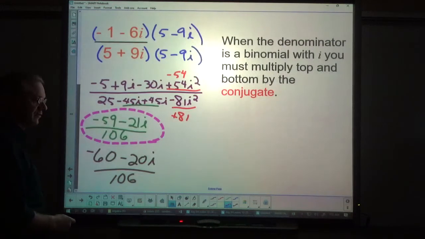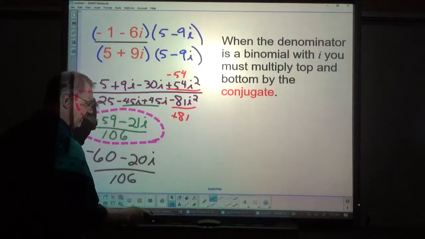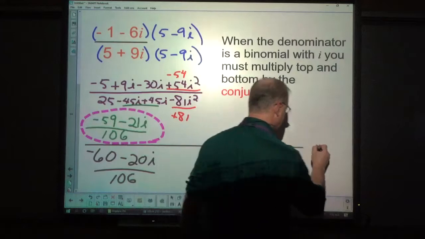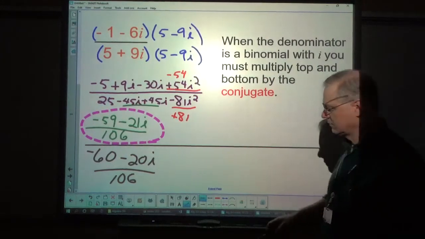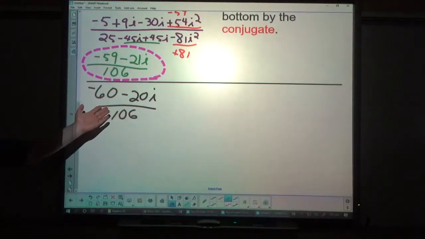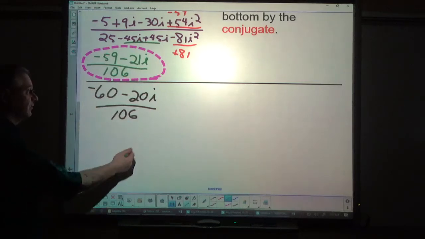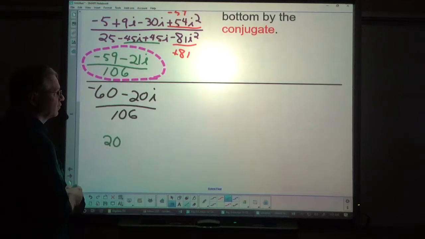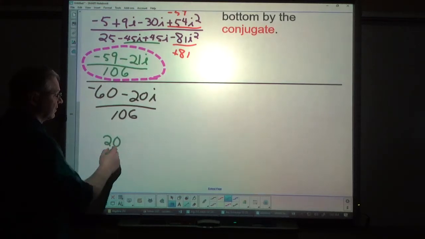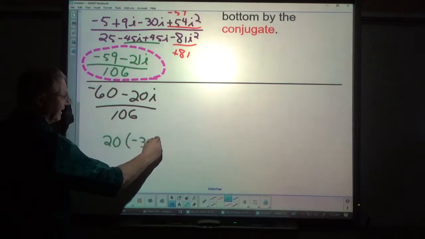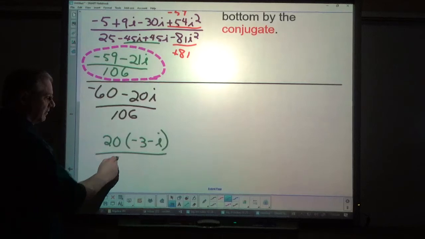Now, talking about reducing, sometimes you have a problem. Let me draw a line between these so you know these are not connected. They're not part of the same problem. Sometimes you have a situation like this, and you can see that something can come out of here. So let's go ahead and factor out, how about a 20? Because 20 is what they have in common. So if I factor out a 20, I get -3 minus i over 106.